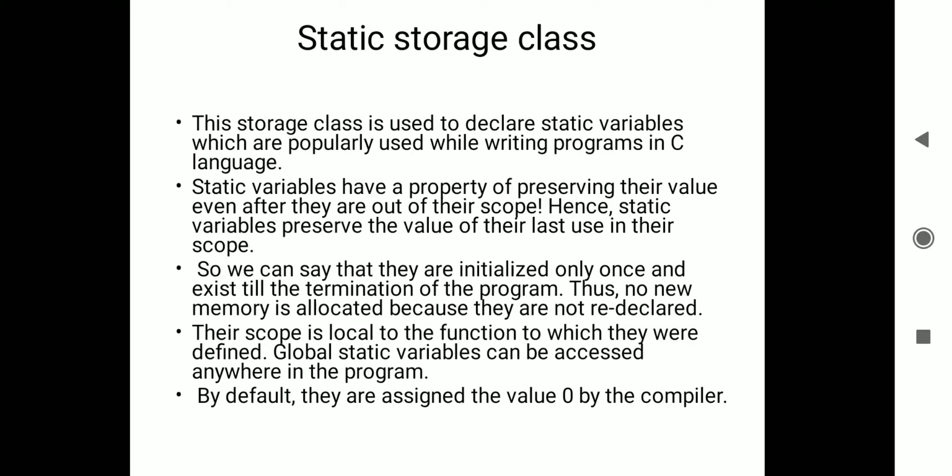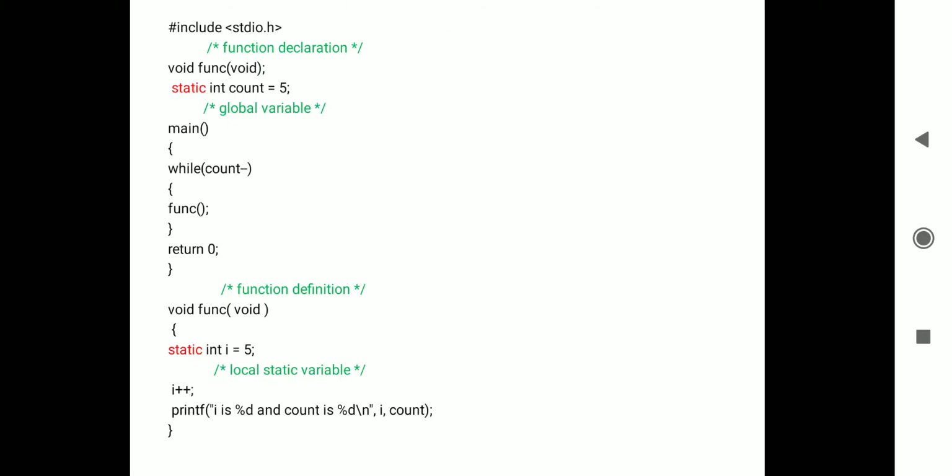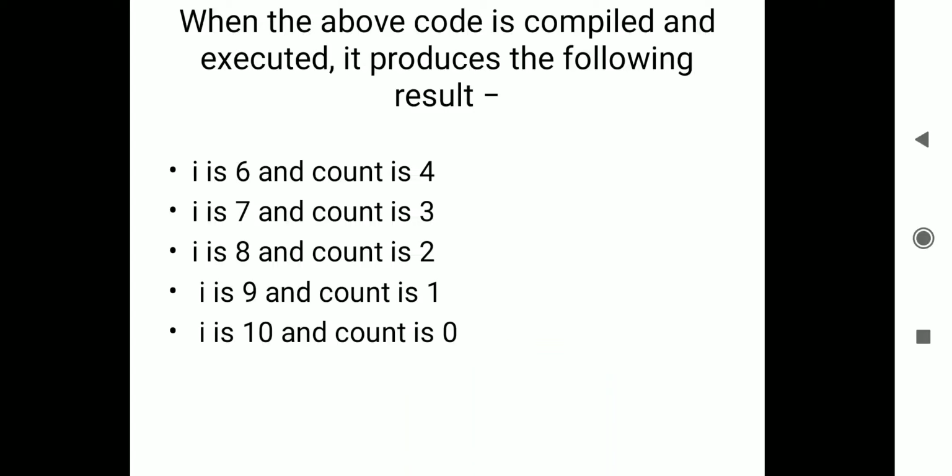This storage class is used to declare static variables, commonly used while writing programs in the C language. Static variables have the property of preserving their value even after they are out of their scope. By default they are assigned the value 0 by the compiler. These are examples of static, used only inside the function block.